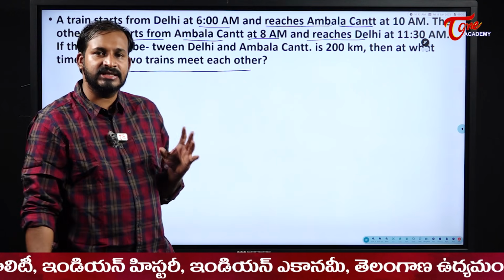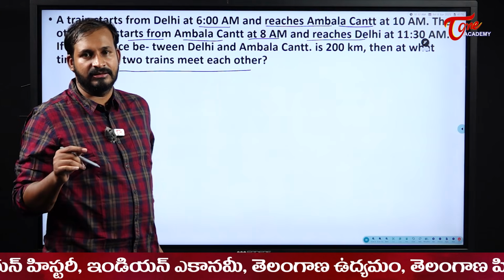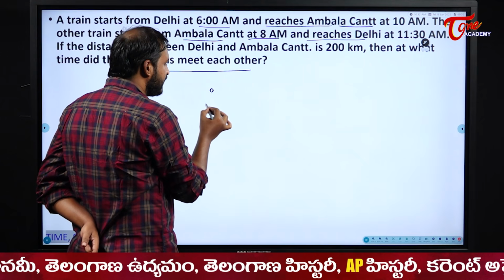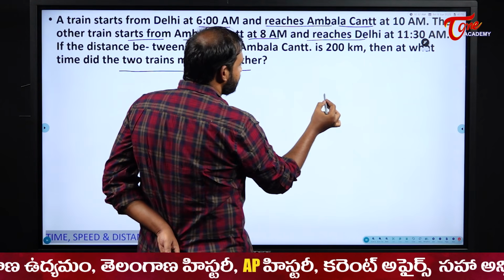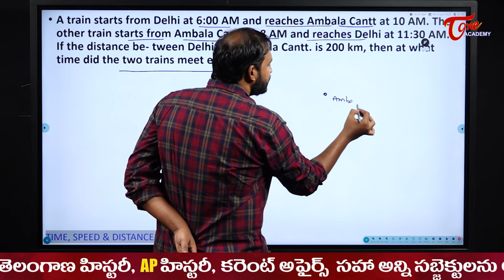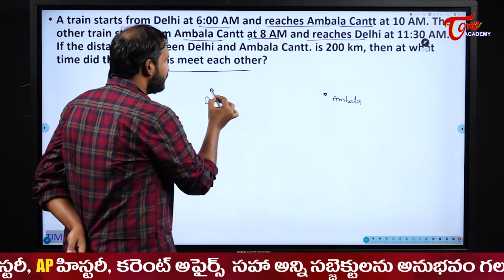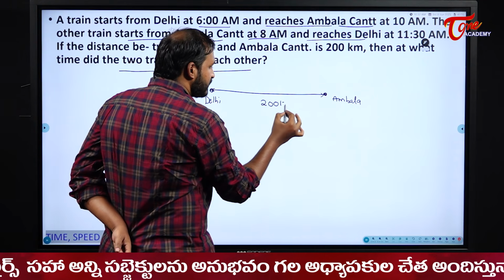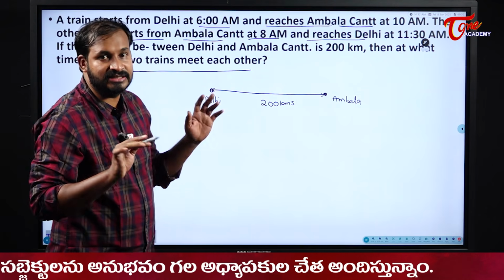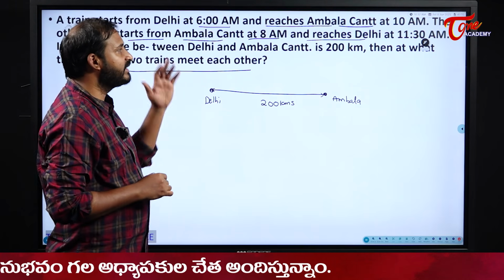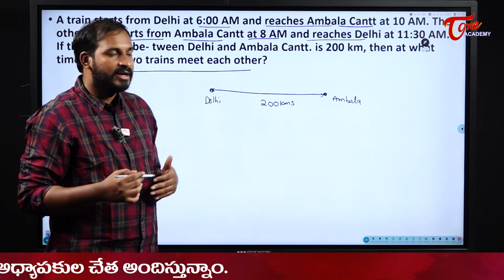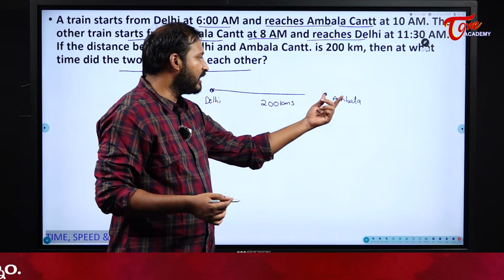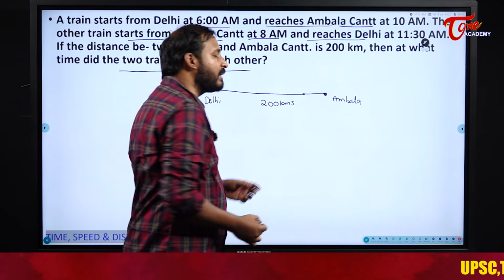Now see here, students, this is a simple question, but what we should be careful about is the time. Two places are there, Delhi and Ambala, and the distance between these two places is given as 200 kilometers. If they don't mention the time at which they start or end, what do we usually do? One train is going from Delhi to Ambala and the other from Ambala to Delhi, right?